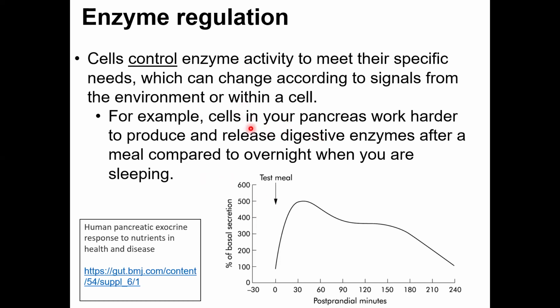For example, cells in the pancreas work harder and produce and release different digestive enzymes depending on the meals, from after meals to overnight when you're sleeping. It really depends on how that's regulated. Like the insulin amount, there might be more enzymes after a meal rather than when you're sleeping.